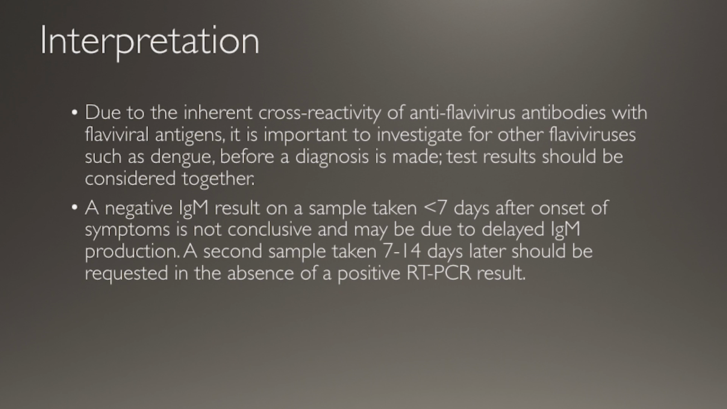A negative IgM result on a sample taken less than 7 days after onset of symptoms is not conclusive and may be due to delayed IgM production. A second sample taken 7 to 14 days later should be requested in the absence of a positive RT-PCR result.